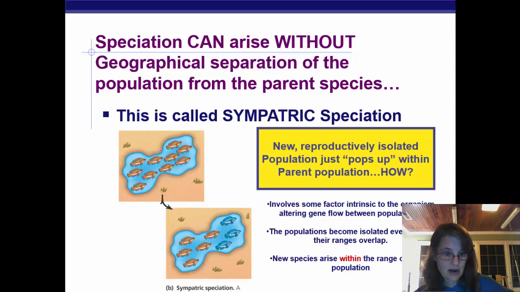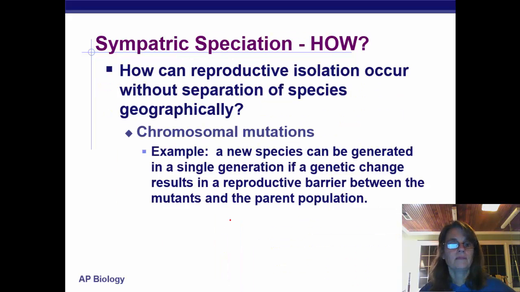So let's imagine our fish population here again, but instead of the lake drying out, the lake doesn't dry out, it doesn't go anywhere. Some fish just are born with a mutation such that they cannot breed back with their ancestral population, and so they can only breed with each other, and so they create a new species right there in the presence of the old species.